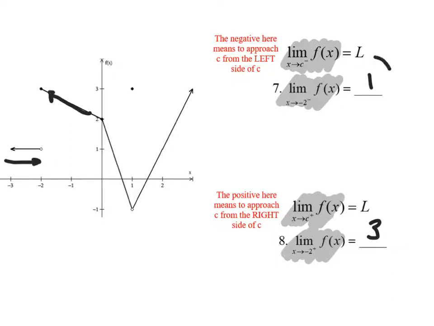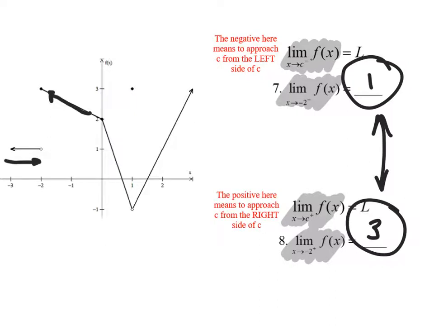These two numbers are different, aren't they? They approach from the right and from the left to two different values, and so we know that this means that the limit does not exist.